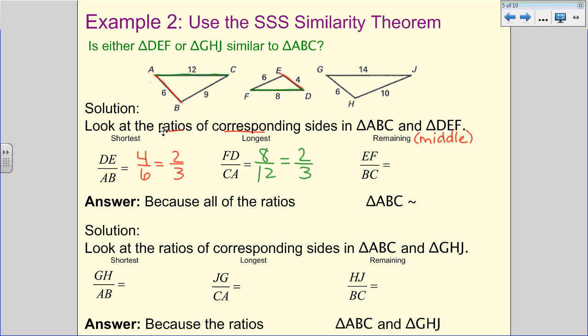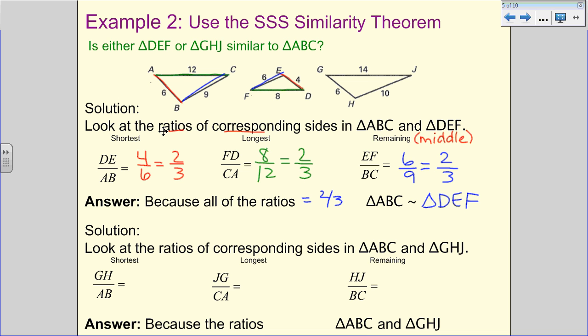Now take the remaining side, that middle side. So EF is 6, and BC is 9. Each of these can be divided by 3. 6 divided by 3 is 2, and 9 divided by 3 is 3. So if we look, all three of the ratios are equal. All three of the ratios equal 2/3. So that means triangle ABC is similar to triangle DEF. All right?